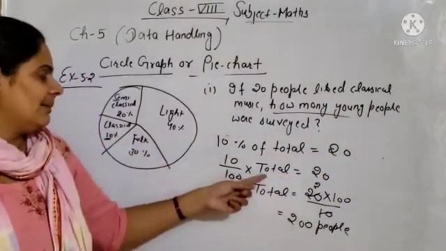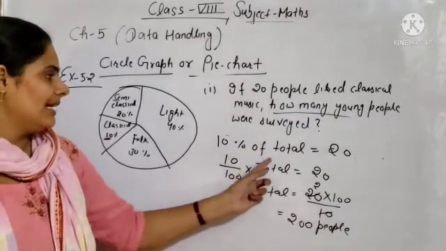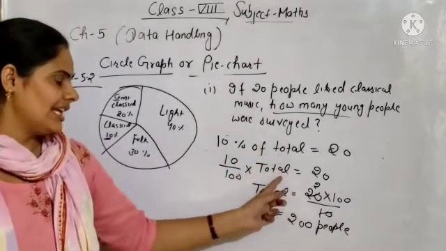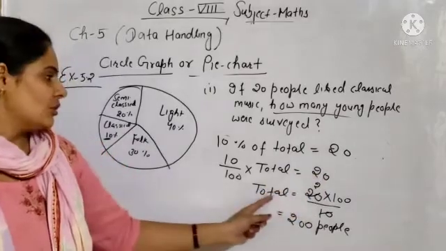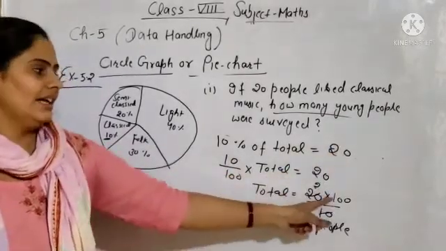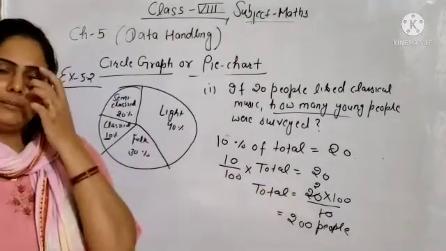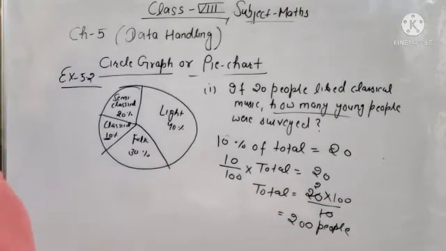सो 10 by 100 मल्टीप्लाई, percent means divide by 100. So 10 by 100 multiply of means multiplication, total is equal to 20. So total will be equal to 20. 10 by 100 you will take right hand side, so 100 will come in multiplication and 10 in division. Cancel out, so total people will be 200 people. Is it clear?